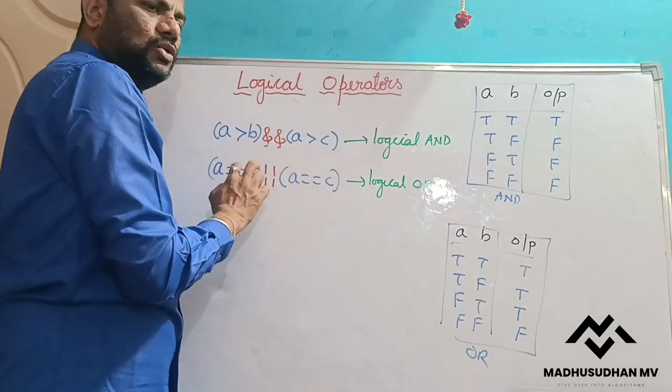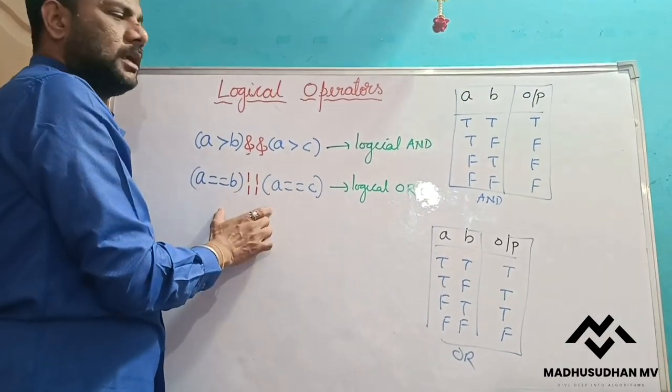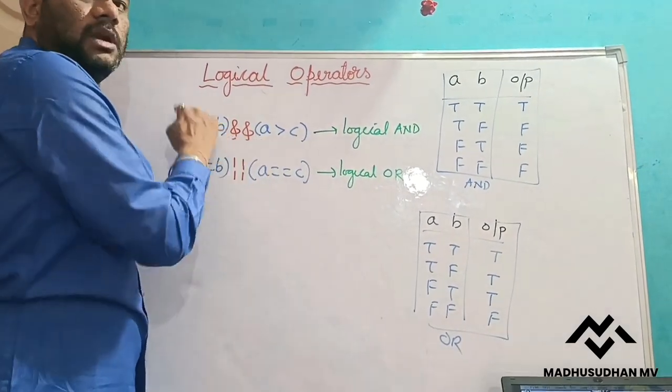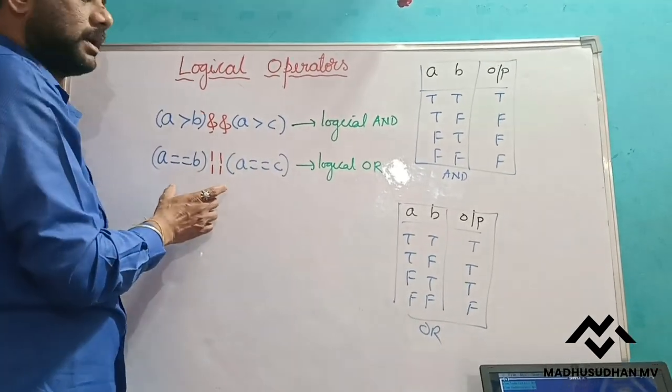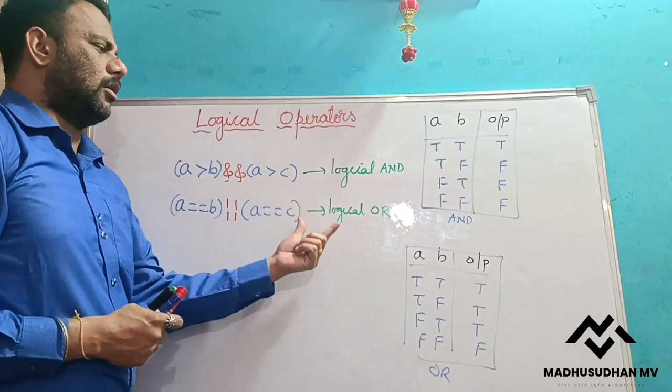If any one is true, then the overall result of this is 1. If any one is false, the overall result is 0. If both are false in this case, the output is 0. Okay, so this is what logical AND and logical OR are.